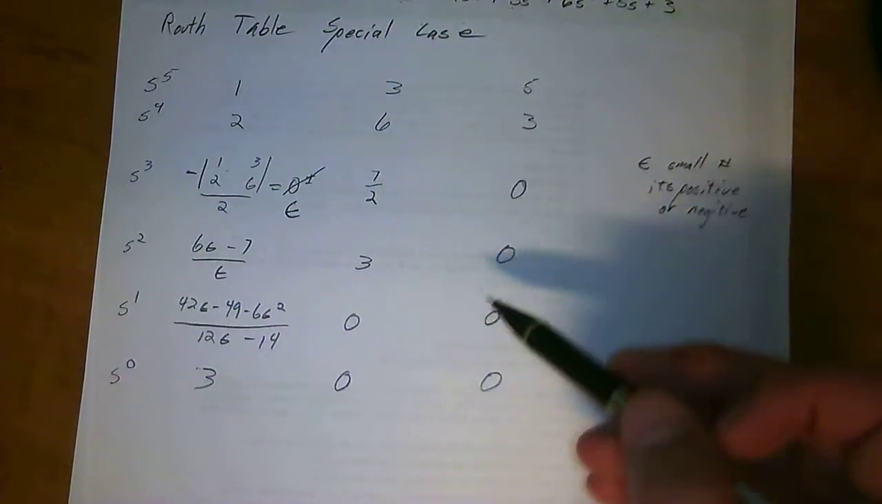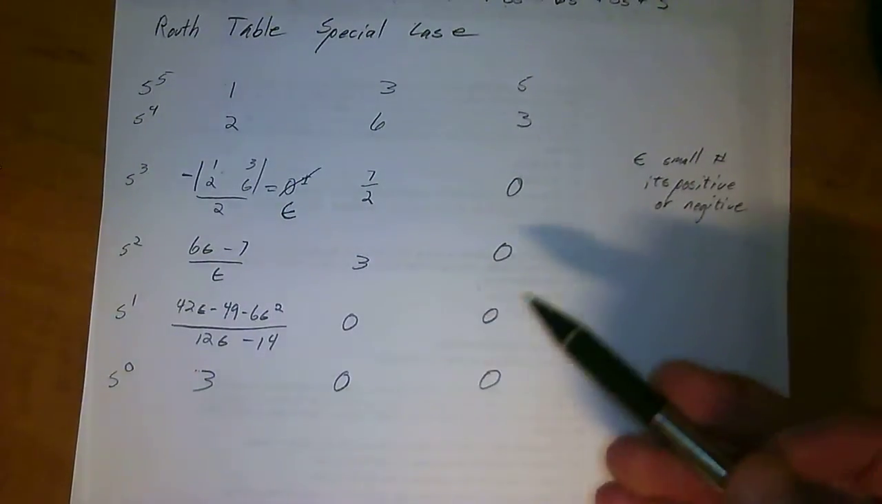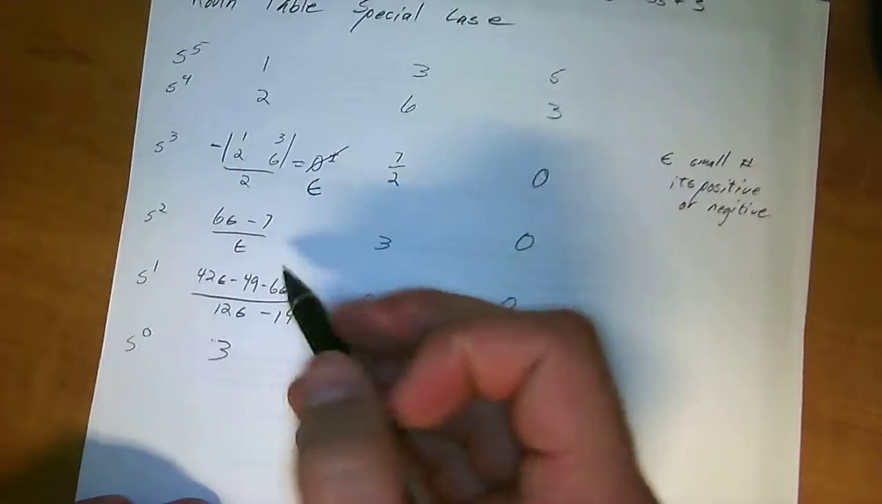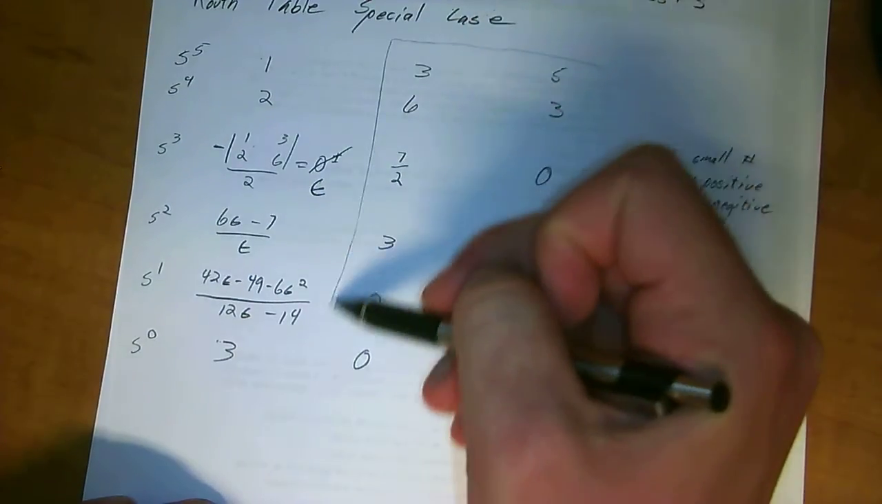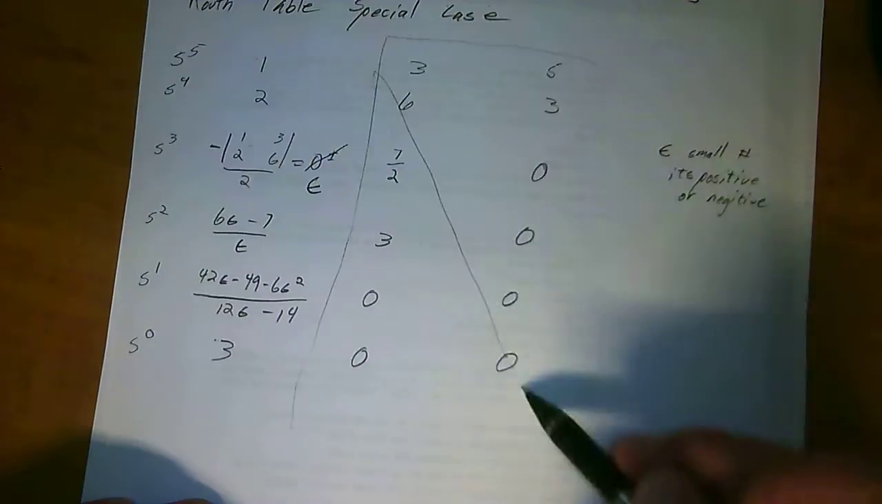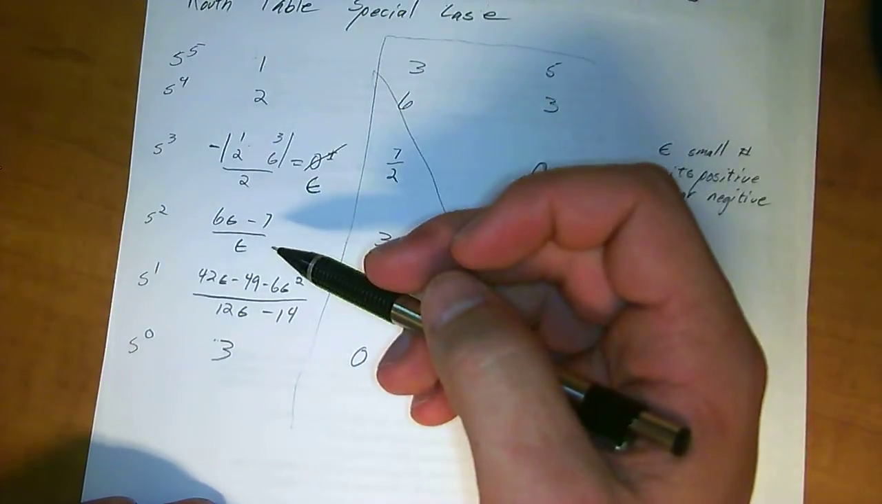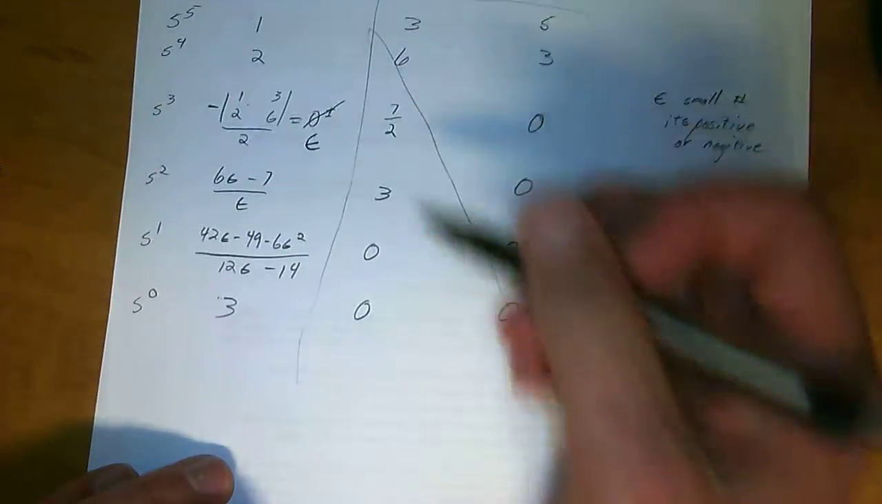If you don't, you made a mistake. Just a side note there. But okay, so we have our entire first column. Since we have our first column, all the rest of this we can basically ignore, because the first column is the only thing that matters in determining the stability of the system.